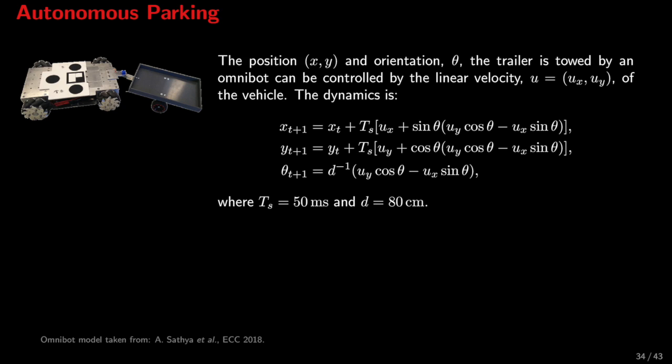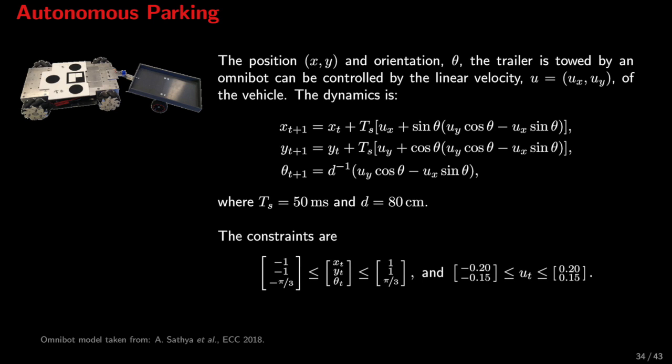The system dynamics is described by these three equations. There is one for the update of x, one for the update of y, and one for theta. There are a couple of constants involved, namely Ts, which is the sampling time, and d, which is a distance. It is 80 centimeters, and the sampling time is 50 milliseconds. So it's quite a fast dynamical system.